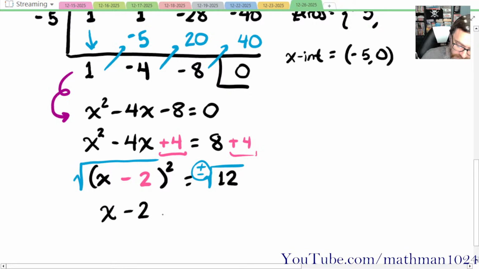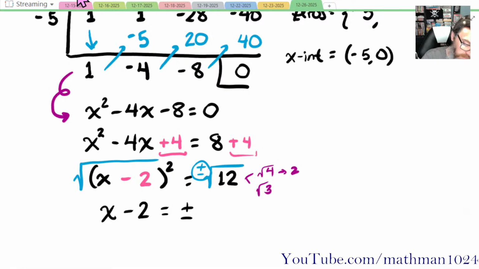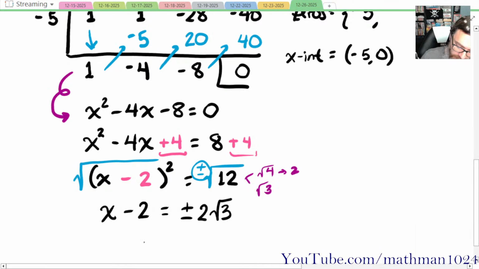We have x minus 2 equals plus or minus. Make sure that you simplify your radical. 12 can be broken down as 4 times 3, and the square root of 4 is 2. All right, so we end up with plus or minus 2 square roots of 3. So move the 2 over so we get 2 plus or minus 2 square roots of 3.